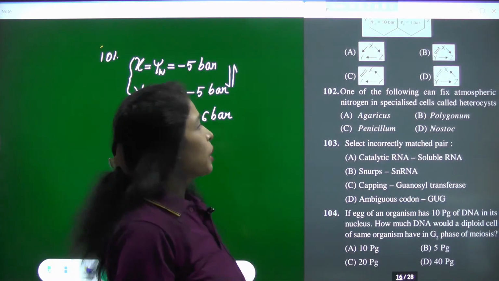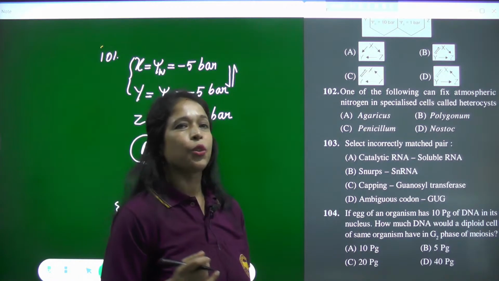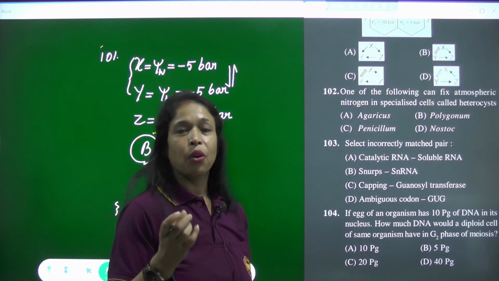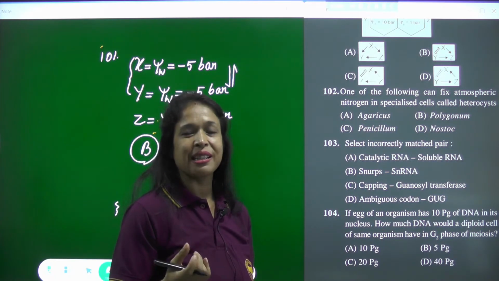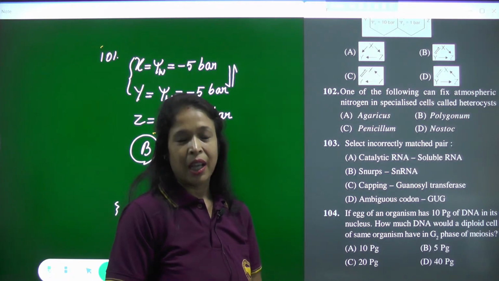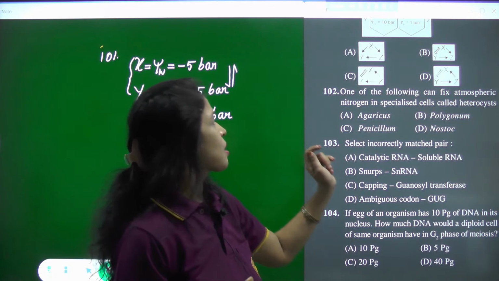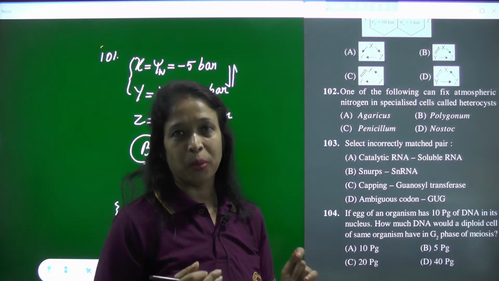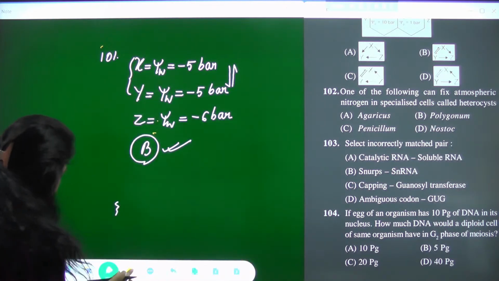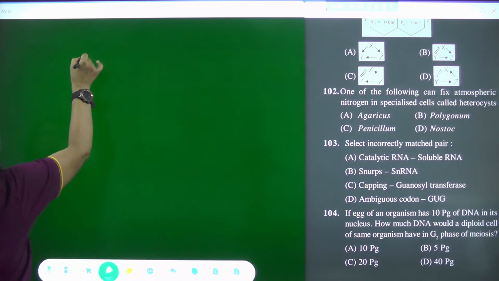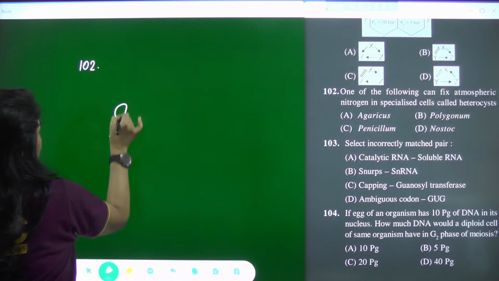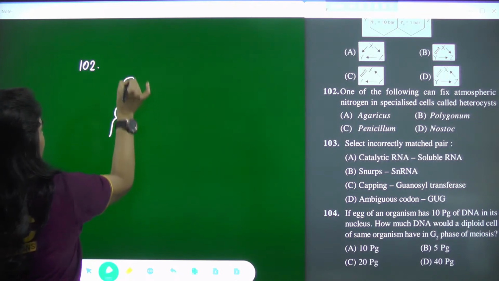102. Which one of the following can fix atmospheric nitrogen in specialized cells called heterocyst? So you all will be knowing this clearly. Heterocyst is this specialized cell where atmospheric nitrogen can be fixed, and atmospheric nitrogen is fixed by filamentous cyanobacteria which possess this specialized cell. So let's see. Let's say it is the filamentous.